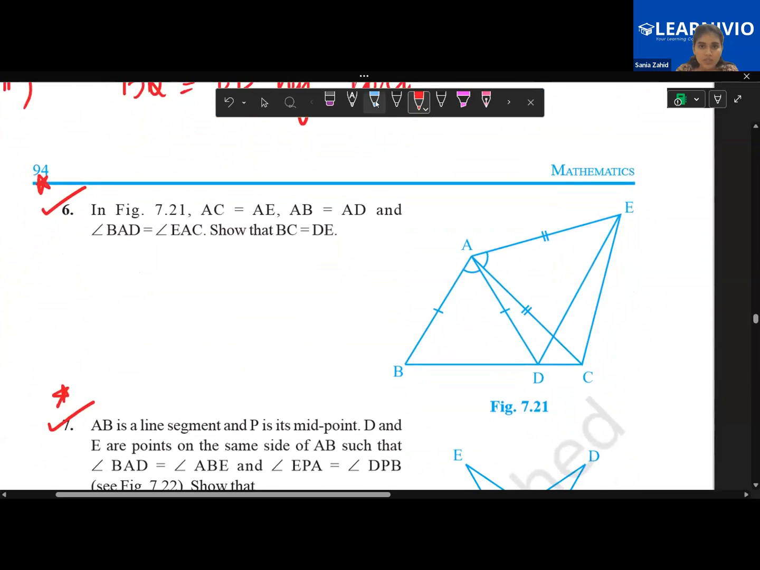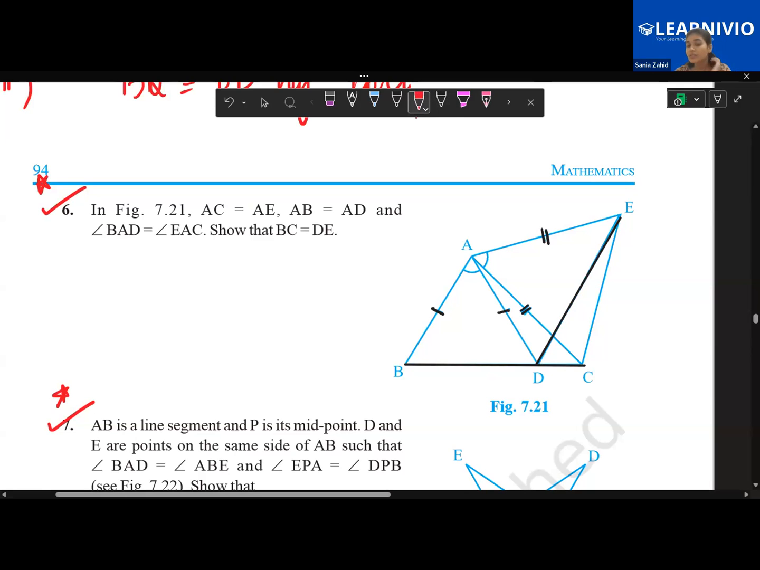Now let's look at this question. Now what does it say? That AC line is equal to AE line. Where is AC? This line is equal to this line, and AB is equal to AD. This line is equal to this line. Now they are telling you, show that BC, where is BC? This line is equal to DE. DE is this line.